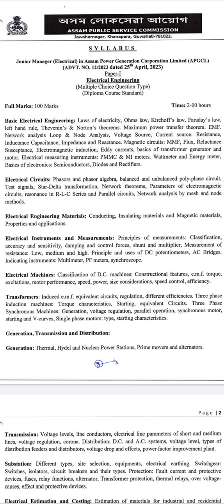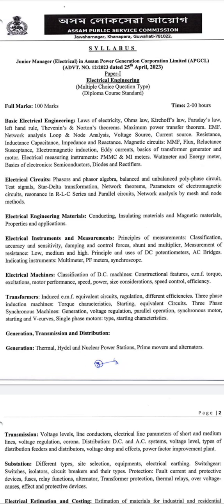Under electrical engineering materials: conducting, insulating materials and magnetic materials, properties and applications. Under electrical instruments and measurements: principles of measurements, classification, accuracy and sensitivity, damping and control forces, shunt and multiplier, measurement of resistance, low, medium and high, principle and uses of DC potentiometers, AC bridges, indicating instruments, multimeter, PF meters, synchroscope.